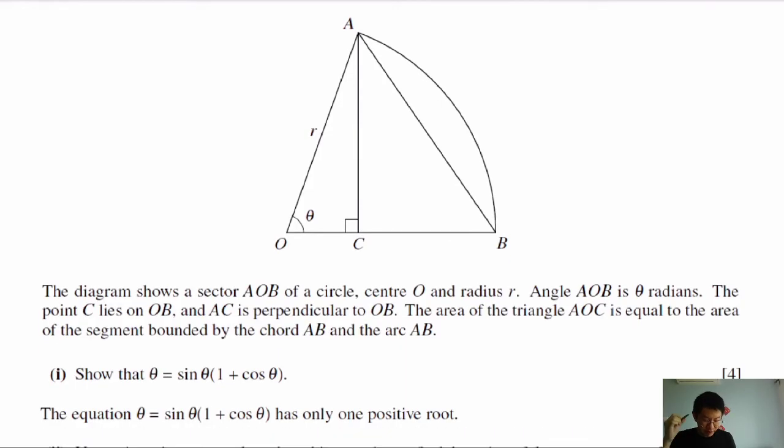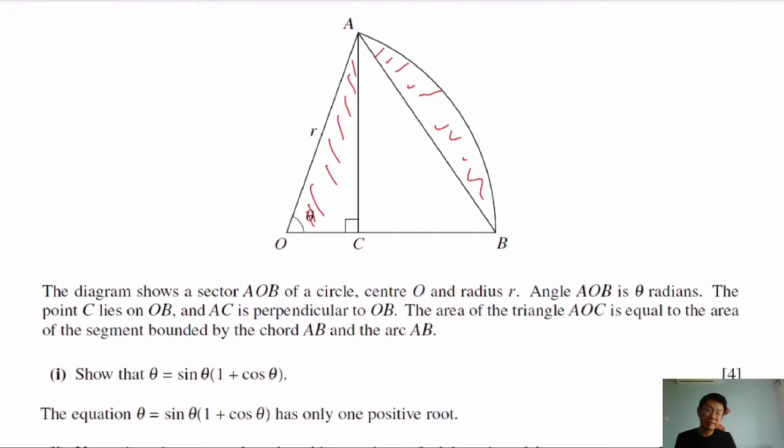The third question involves a little bit of circular measure. So it is given that we have this shape, and the area of the AOC is the same as the area of the segment. Basically they are referring to this one. So this area is the same as this area.